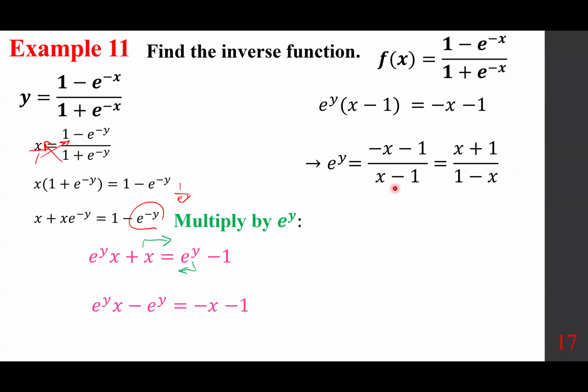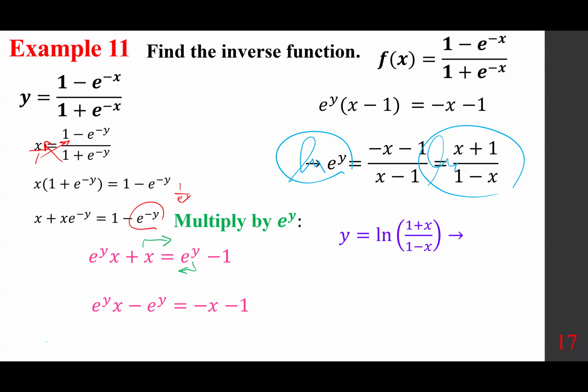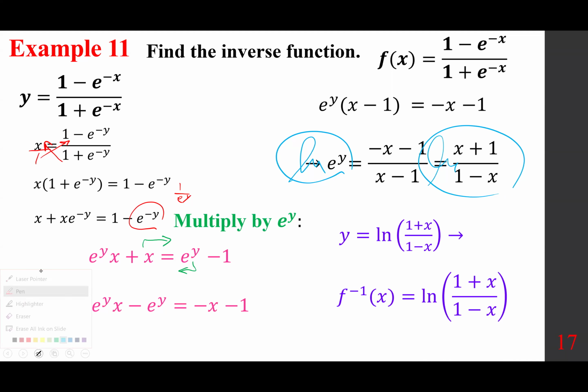Now, let's go with the definition. If e to the power of y is (x plus 1) over (1 minus x), what is y? You can go either with the definition, or you might say, I'm going to take the natural log of each side. And this is y, and this remains as a natural log. And we call it f inverse of x. F inverse of x is ln of (1 plus x) over (1 minus x).